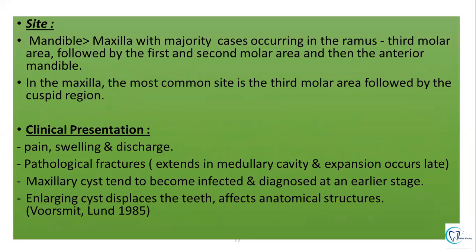And if we talk about the maxilla, then the most common site is the third molar area followed by the cuspid region. Now, when we see the clinical presentation of OKC, it shows pain, swelling, and discharge. Although this lesion shows slow progressive growth, it grows in an anterior posterior direction, and because it extends into the medullary cavity, pathological fracture may be there. But if these cysts are present in the maxilla, then they can be infected and they can be diagnosed at an early stage. So OKC is usually not found in early diagnosis.